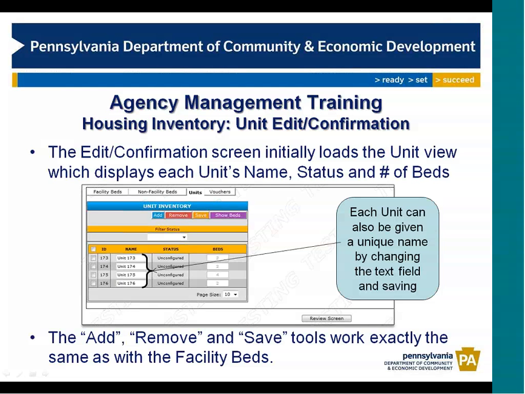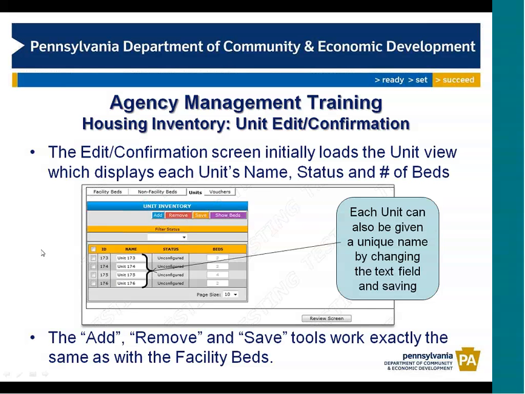It has the same features, add, remove, and save. Anything you do here, you've got to hit save. When you do hit add, it'll add a unit shell basically. It'll just be an empty container that has no beds. Then you'll have to go into the unit, which we'll show you in the next step, and add the individual beds. Remove, same thing. Basically, you check the boxes here for whichever ones you want to remove.